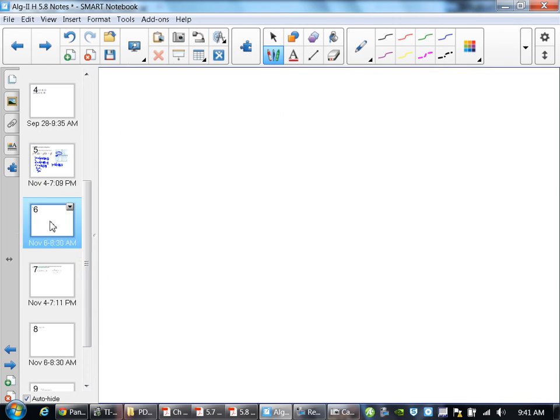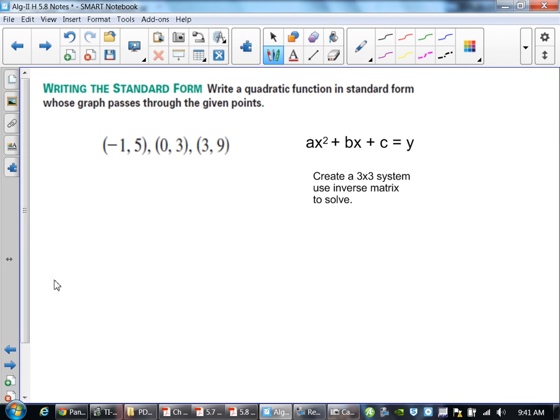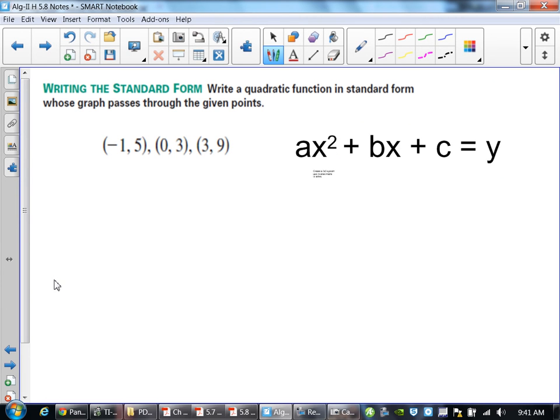I always do this and then I come back to this. Let's go to standard form that has these 3 points. Standard form is your ax squared plus bx plus c equals y. Lots of forms. So standard form is the more complex way of doing this.